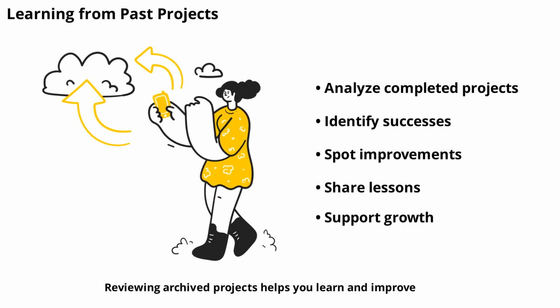Reviewing archived projects helps you learn and improve. Use your scheduling software to analyze completed tasks, timelines, and outcomes. Identify what worked well and areas for improvement. Share lessons learned with your team to enhance future projects. Continuous learning supports growth and increases project success rates.